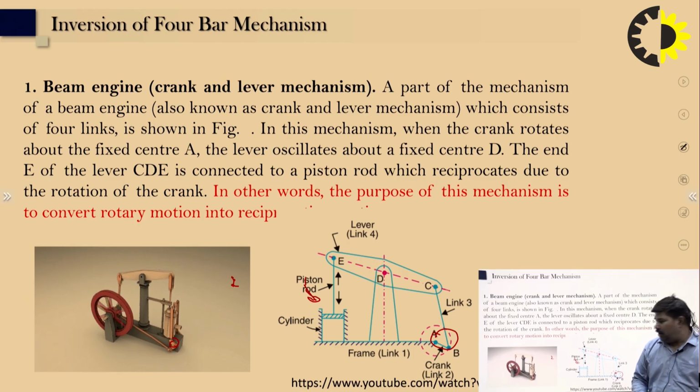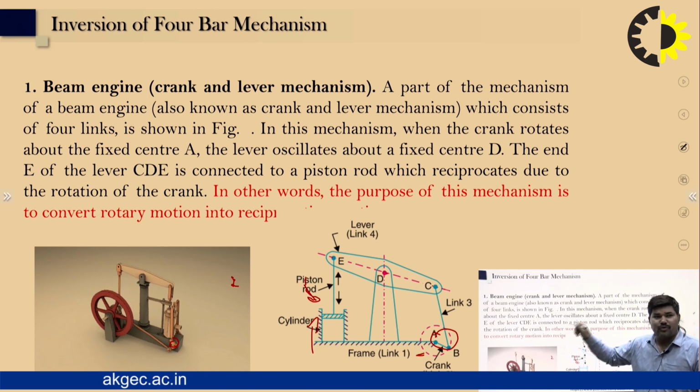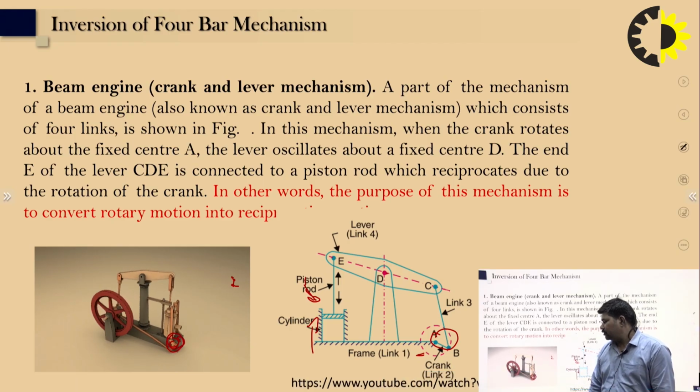At the end, you can see point E of the lever CDE. CDE is connected to a piston rod which reciprocates due to the rotation of the crank. In other words, the purpose of this mechanism is to convert rotary motion into reciprocatory motion. Here you can see that as crank 1 rotates, the mechanism transforms the rotary motion into reciprocatory motion.